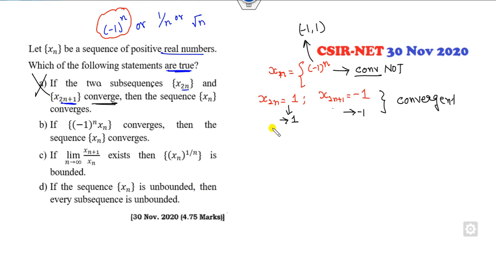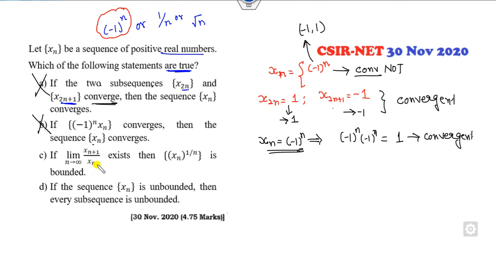Again, if I consider xn as minus 1 raised to power n, then what is that? This is minus 1, that is 1. It is a constant series, so it is convergent. Then the sequence xn is convergent. Clearly this is divergent. Look at this next one.